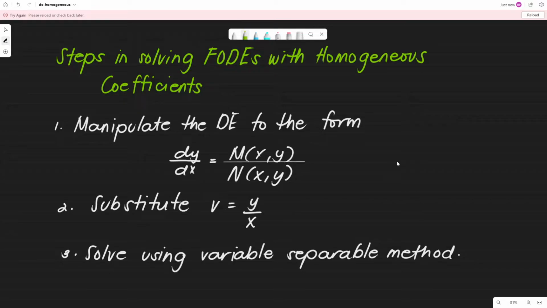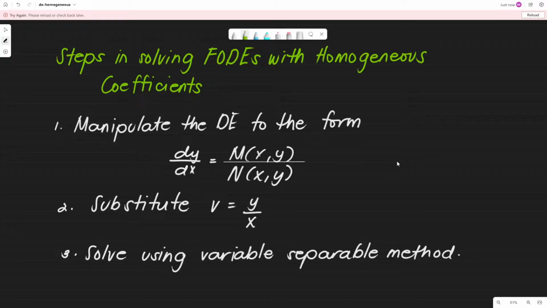So, first, we will manipulate the differential equation to the form dy over dx is equal to M of x and y all over N of x and y, where M and N are the coefficients of dx and dy respectively. So, ganun natin siya i-evaluate.